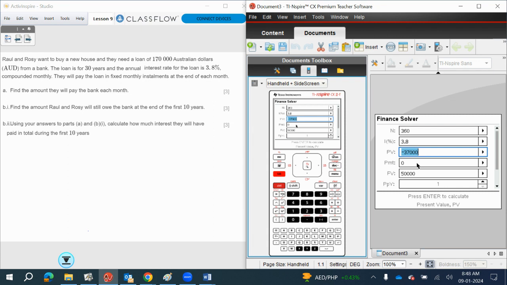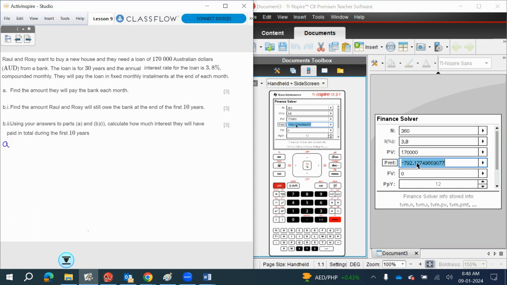What about the present value? Positive or negative? Positive. Why is it positive? Because they're taking it from the bank, they're not giving it. What about the payment? Blank. That's what we're calculating. Future value? Zero. Payments per year? 12. Compounding periods per year? 12. So let's circle back around to the payment, press enter.